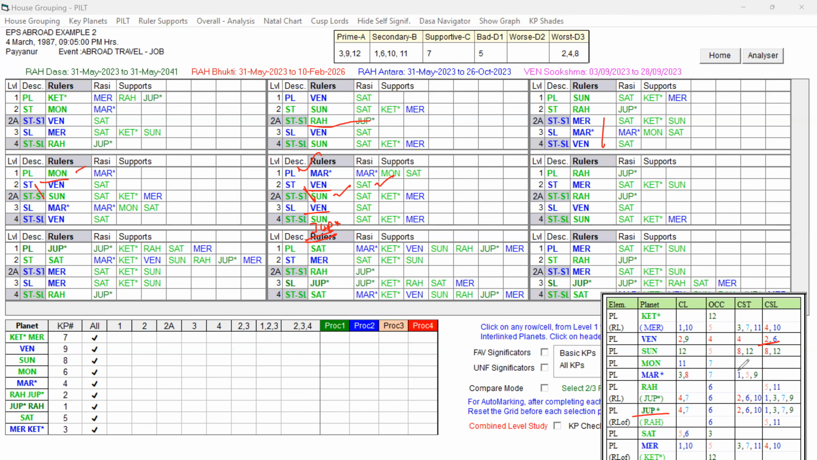But Venus is the 9th lord. That is also favorable, but this grouping has some weakness. So Mars also needs a strong, favorable Bhukti to support travel abroad during its dasa. So which dasa? Mars dasa.